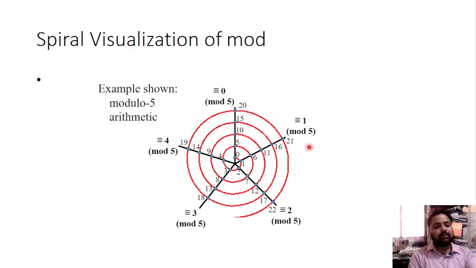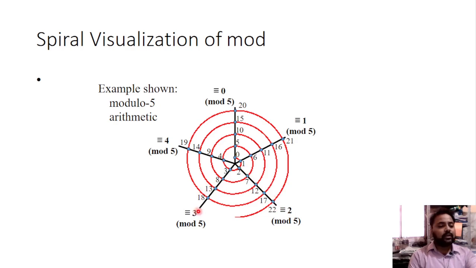Same here, 5 divides 21 for the remainder 1, 5 divides 16 for the remainder 1, 5 divides 6 for the remainder 1, and so on. Same here, 5 divides 22 for the remainder 2, 5 divides 17 for the remainder 2, 5 divides 12 for the remainder 2, 5 divides 7 for the remainder 2, 5 divides 2 for the remainder 2, and so on.